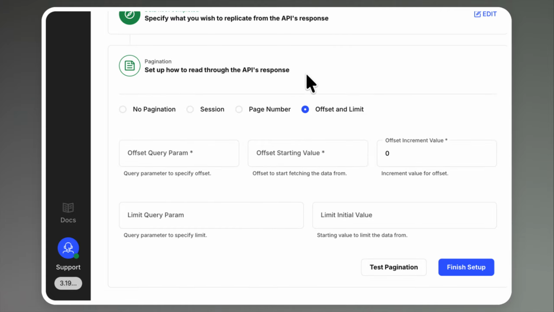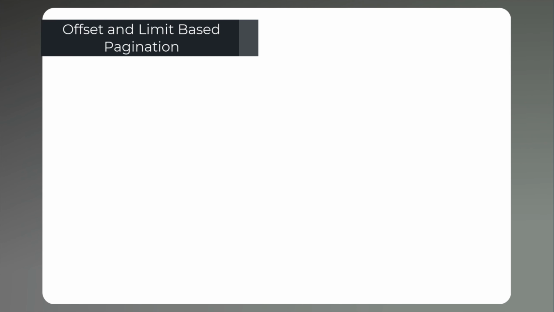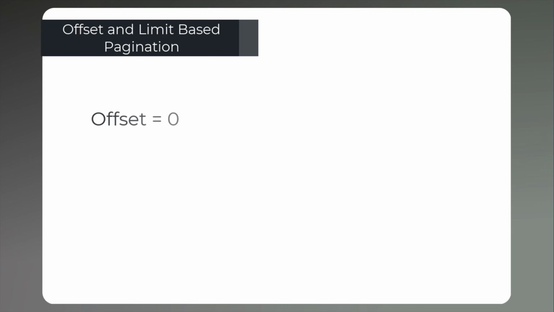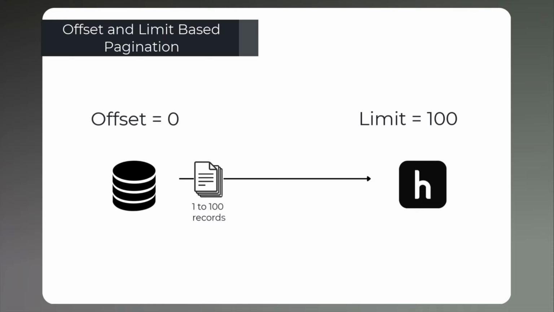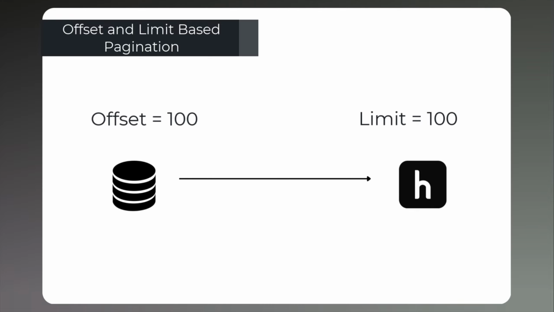Offset and limit-based pagination. This method retrieves data by specifying where to start fetching data and how many records to return. Think of it like this. Offset tells the API how many records to skip. Limit tells the API how many records to return. For example, if offset is 0 and limit is 100, the API returns the first 100 records. On the next call, since 100 records were fetched, the offset becomes 100. The API skips the first 100 records and returns the next 100, and the offset becomes 200, and the process continues.